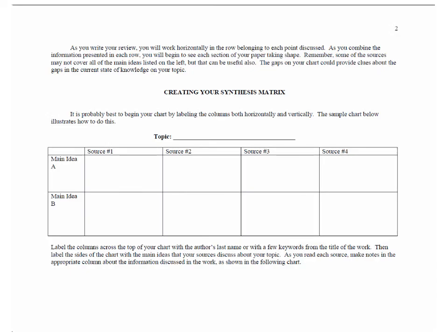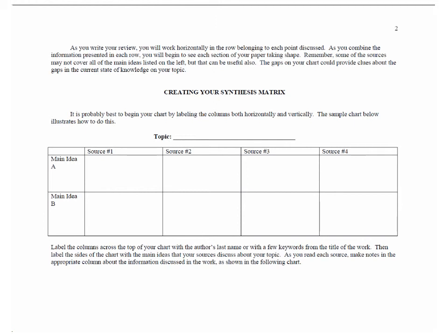A synthesis matrix is a tool to help visualize where sources fit together. Think of synthesis as the opposite of analysis. If you are analyzing something, like a book or a movie, you are essentially taking it apart to find meaning. In synthesis, you're putting things together to find meaning. In this case, you are putting together academic sources to make meaning.